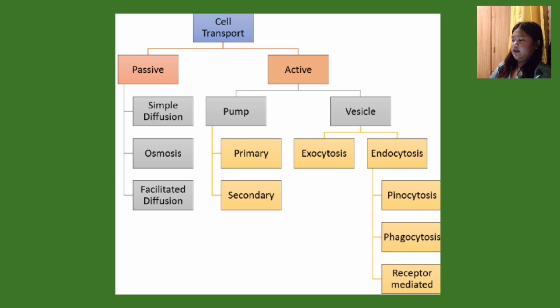So I have here a flow chart of cell transport for us to know easily the flow of the cell transport. We have here the passive, which has three kinds: simple diffusion, osmosis, and facilitated diffusion. And the active has two kinds, which are the pump and vesicle. In the pump, we have the primary and secondary, and in the vesicle, we have exocytosis and endocytosis.